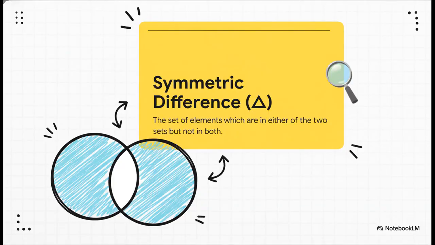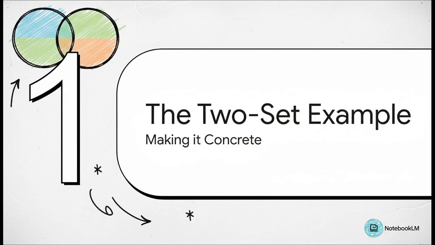Well, it turns out there's a perfect name for this whole operation. It's called the symmetric difference, and it's often shown with this little delta symbol here. It is the perfect tool for finding exactly those unique, non-overlapping items we were just talking about. Okay, so the definition is great and all, but let's be real. The best way to get a handle on an algorithm is to actually see it work. So let's walk through a super simple example with just two sets to make this really concrete.